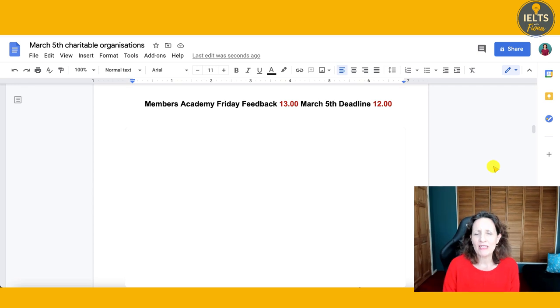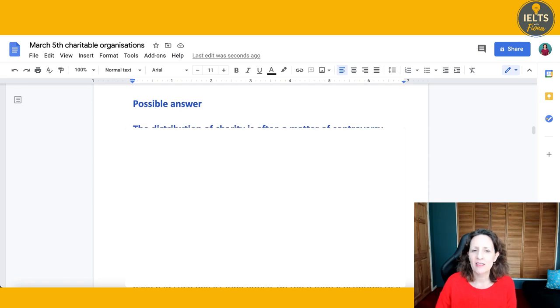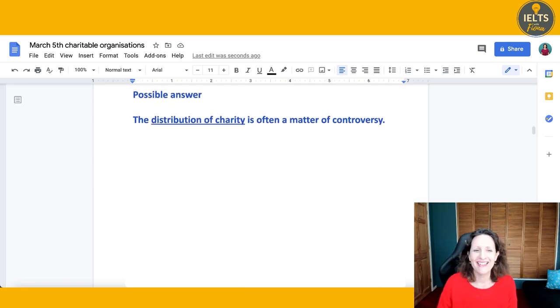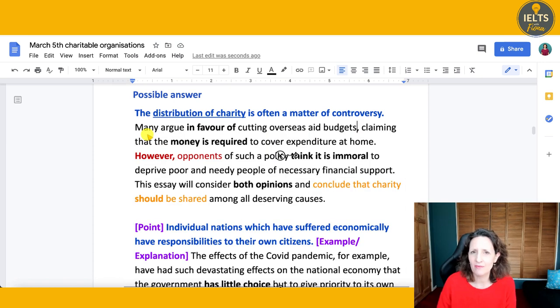So what is a model answer or a band 9? Well, I've tried to stop using those words. I now give a possible answer, and this is what I consider to be a band 9. I'll show you why. The question is all about the distribution of charity, how it is distributed. So this first line sums up the background to the question, that it is controversial how charity is distributed. That's the core question. Yes, there is some mention of the question.